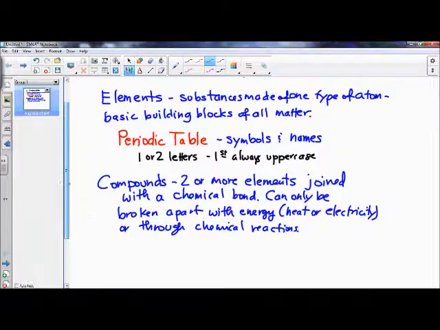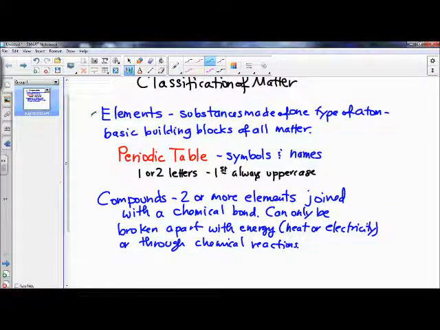Now, the elements and the compounds together are called pure substances, which means they're made out of only one type of thing. So even though a compound is made of 2 or more elements, since they're joined together in a chemical bond, they form one single particle together.